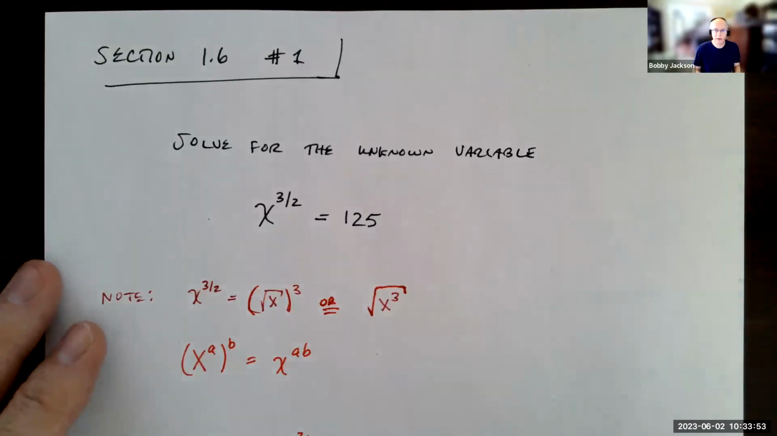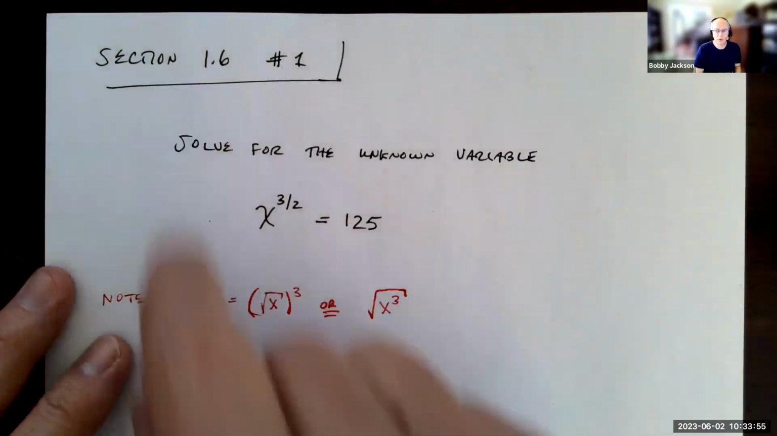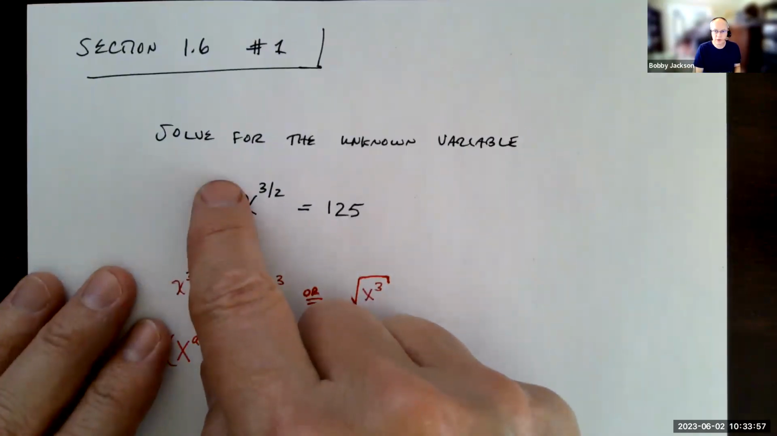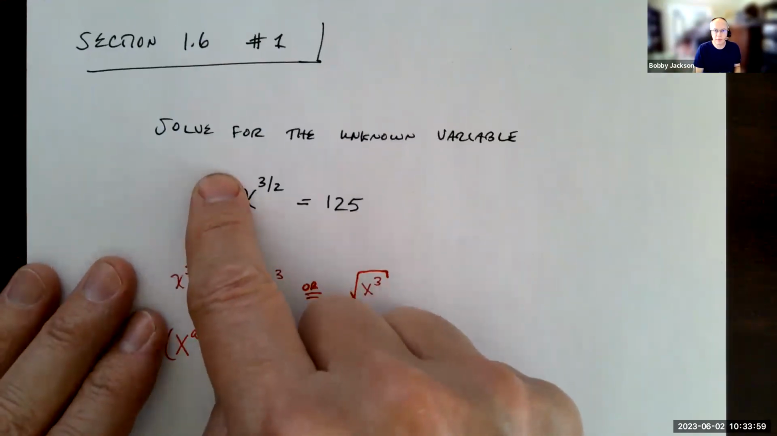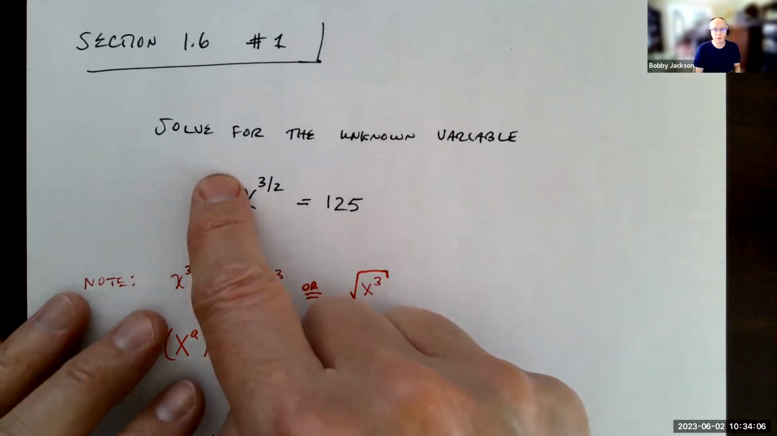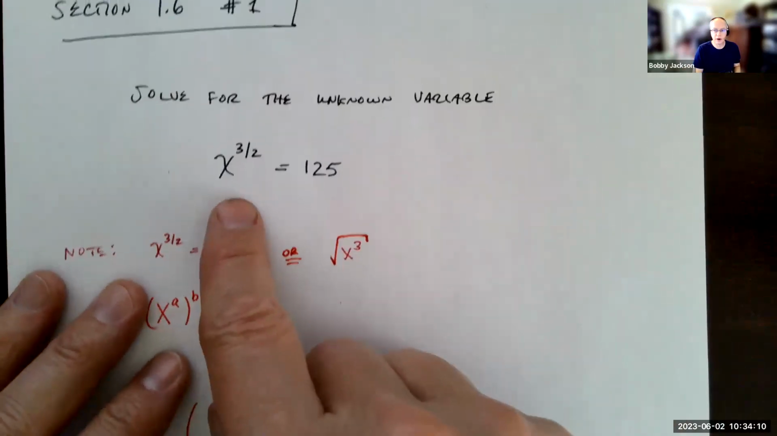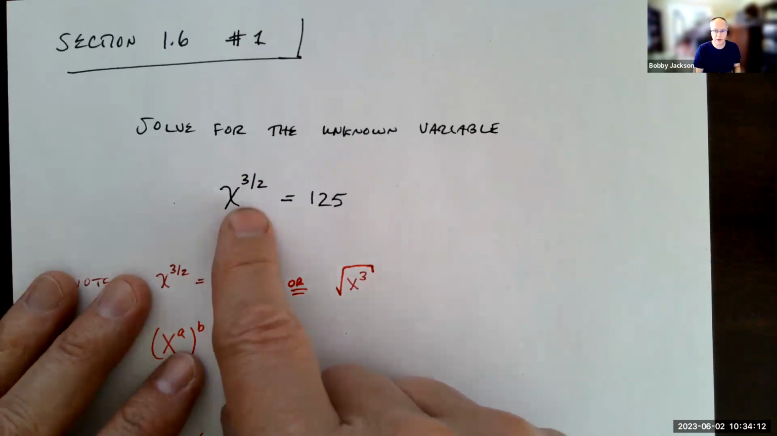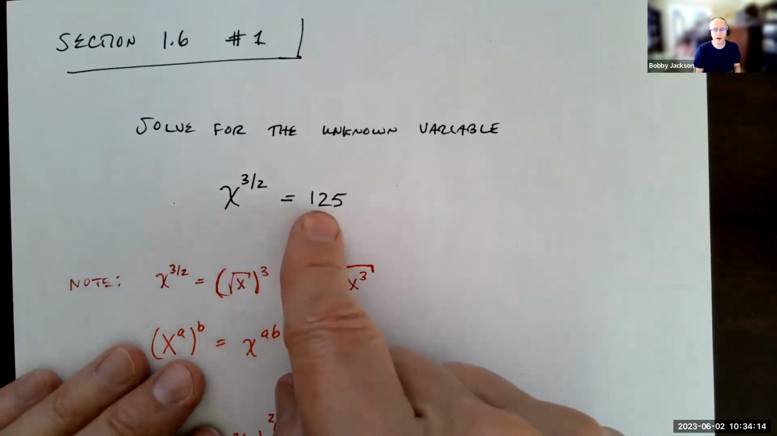Hey everyone, we're going to look at the first one, number one in section 1.6. Pretty straightforward. Just want to review this with you. Being able to solve exponential equations, logarithmic equations, trig equations, those will be important as we go through the course. This has to solve for the unknown variable, very simple equation, x to the 3/2 power equals 125.